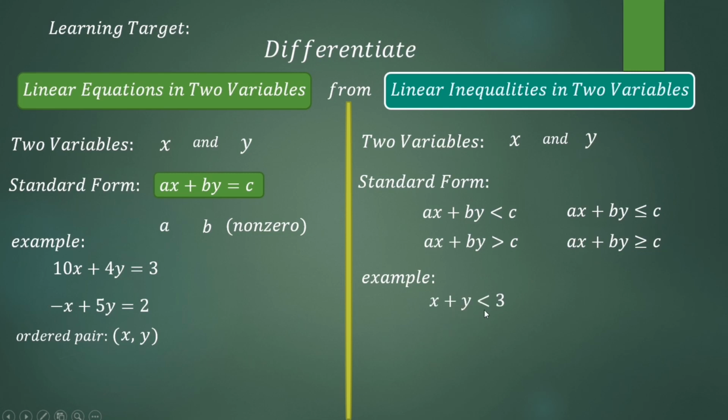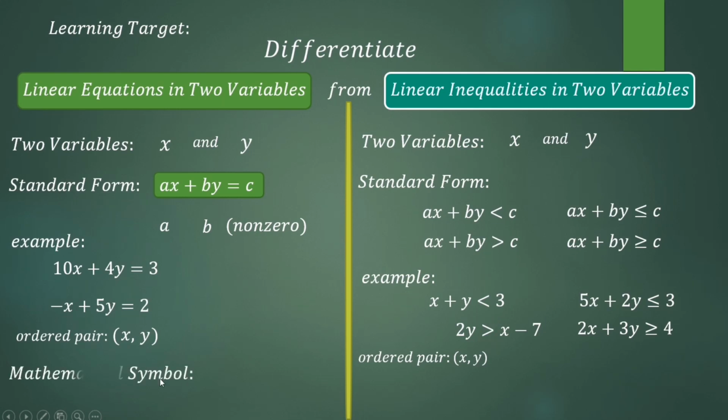For example, x plus y is less than 3, then 2y is greater than x minus 7, then we have 5x plus 2y is less than or equal to 3, and then 2x plus 3y is greater than or equal to 4. Tulad ng linear equation, meron din tayong ordered pair. It consists of the x and y para sa linear inequality, and this ordered pair is a solution that makes the inequality true after substituting the values of x and y.